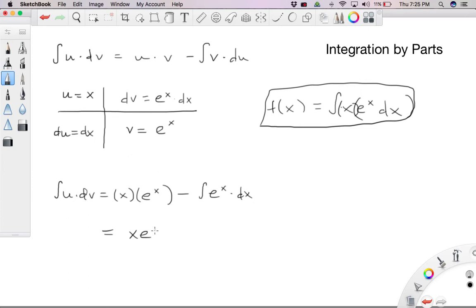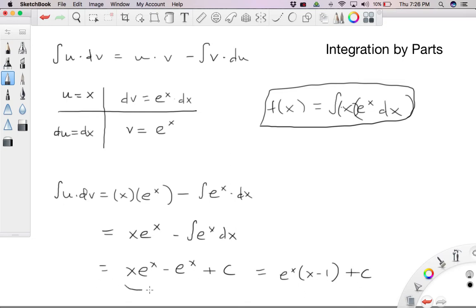We have x times e to the x minus the integral of e to the x dx. As you might already know, the integral of e to the x dx is e to the x. So what we have here is x times e to the x minus e to the x plus some constant. And then, no, I think we're done. You could factor out an e to the x from these first two terms here. Call this e to the x times x minus 1 plus a constant.